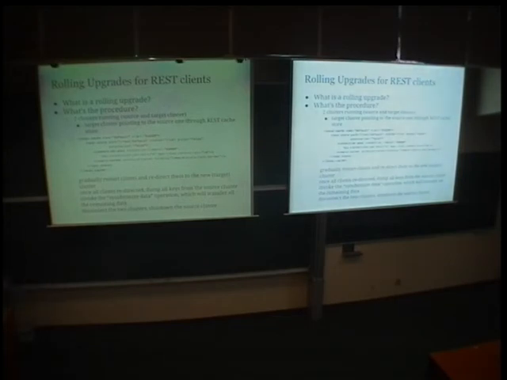Let me use the blackboard. So at the beginning, you have some source cluster. These are the nodes in the cluster. And there are some clients that communicate with this cluster over REST. And now, you cannot just bring up some other nodes and let them cluster with the other nodes in the cluster and gradually stop these nodes, because they are not compatible together. So what you actually need to do is to start a new cluster with the new version of Infinispan and gradually redirect all the clients that were communicating with the old server to the new server.